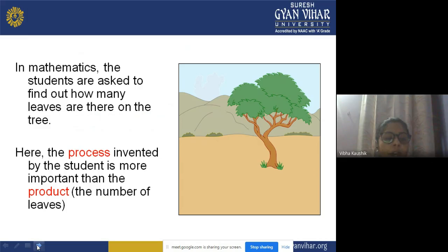Here the process invented by the student to find how many leaves are there on the tree is more important than the product. The product, ma'am, 100 leaves are there? No, this is not the focus. The important thing on which the teacher is focused is the process, how they will get the answer, the number of leaves. So we are focusing on the process when we talk about creativity, and not on the product or the outcome.